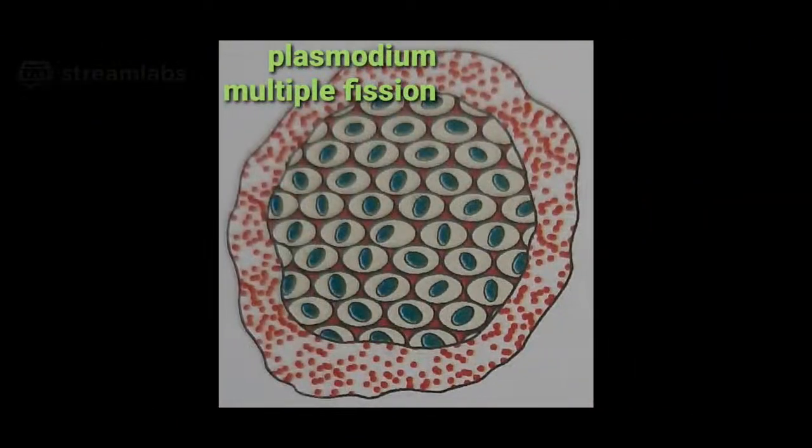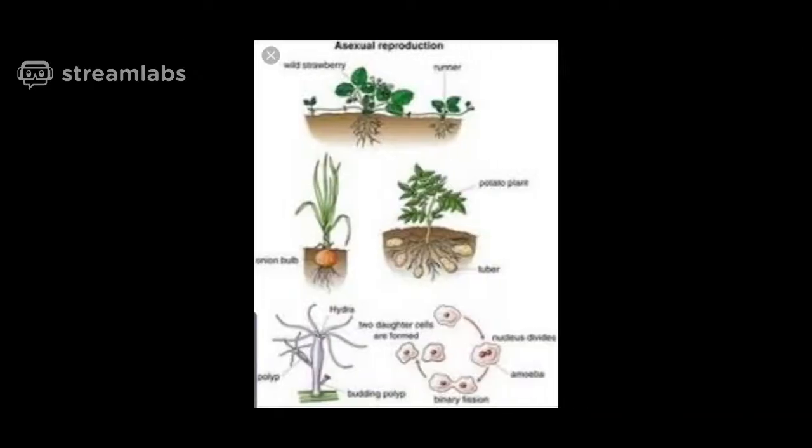This is also asexual mode of reproduction, where a single cell divides into more bits and each bit develops as a new organism. This is known as multiple fission. And these are different modes.